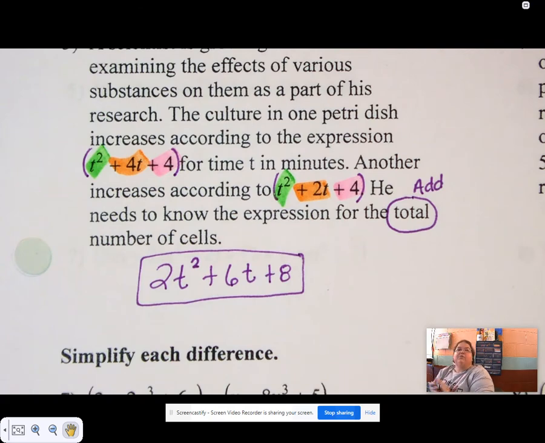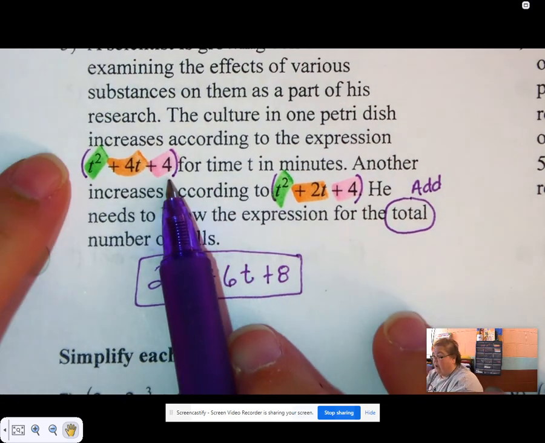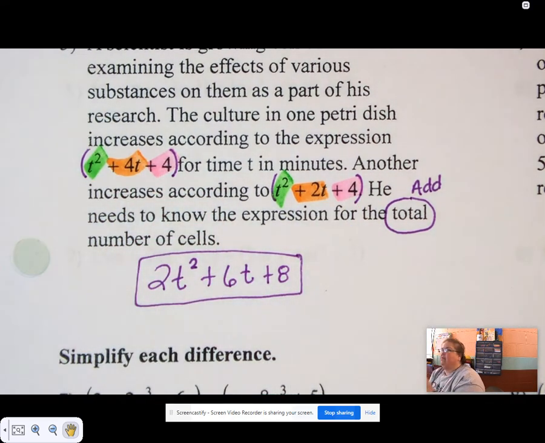So that's how we're going to work our modeling problems. If you're adding, you're just going to combine those like terms. Make sure you put parentheses around your polynomials and then combine those like terms.